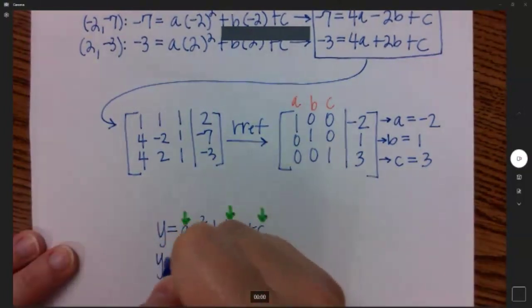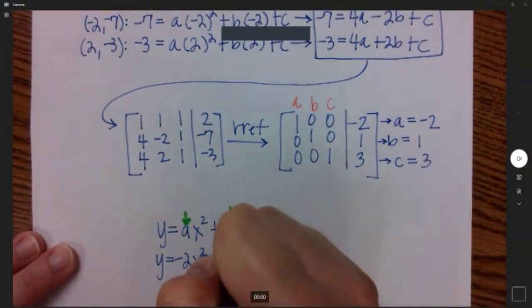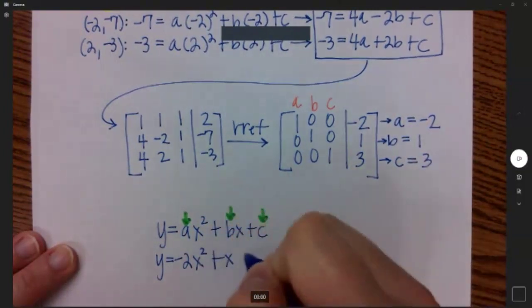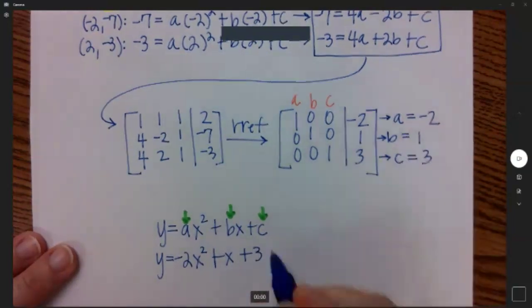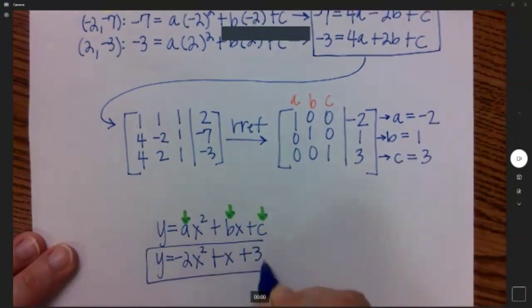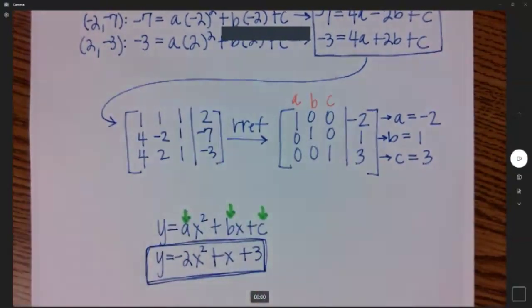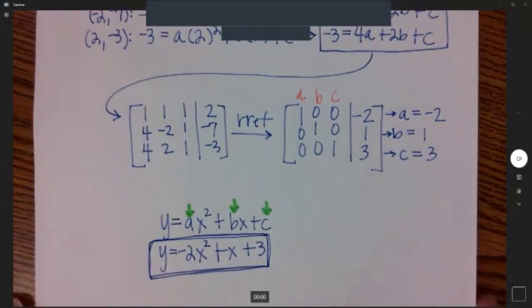So we have y equals A is -2. My B is 1, so plus x, and then plus my C of 3. This is my final answer here. Love this question. Again, that's a test question. And if you're taking this class on campus, an attendance quiz question.